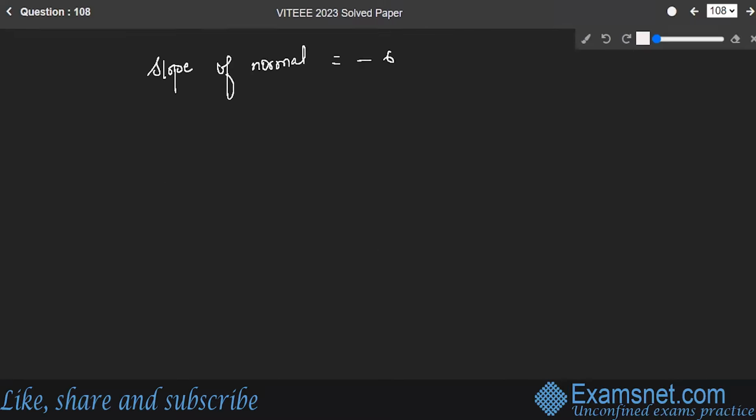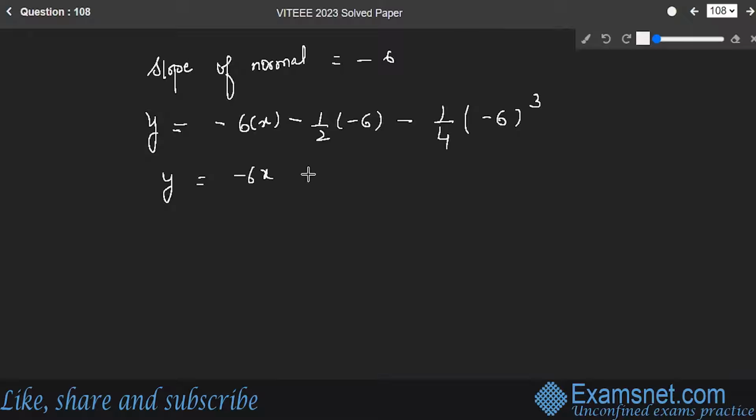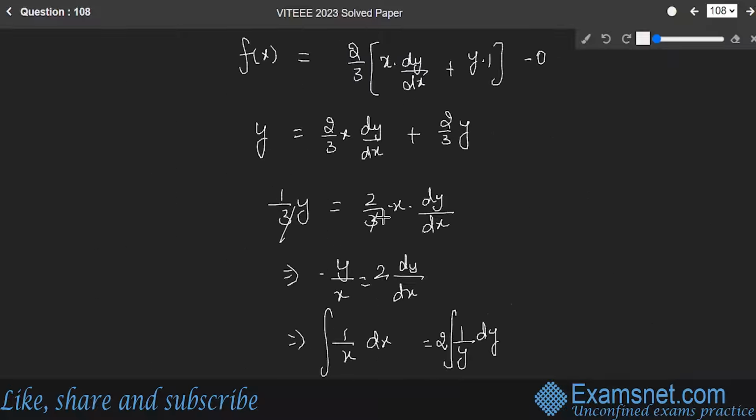Therefore, the required equation becomes y minus 6 is equal to minus 6 into x minus 1 by 2, at the point where y is 6... that gives you y is equal to minus 6x plus 3 plus 54, or y plus 6x is equal to 57. Now let's check with the coordinates.